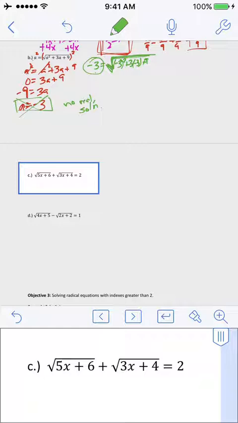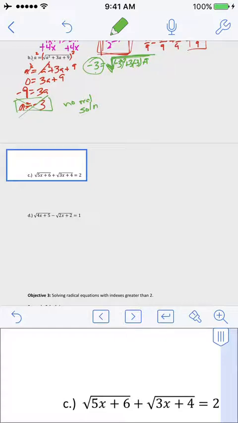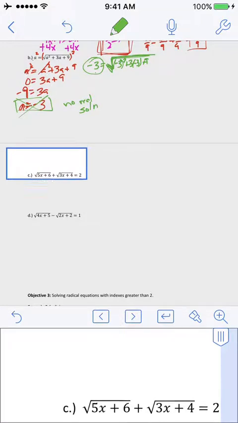Let's try a couple more. Alright, for this next one, we have the square root of 5x plus 6 plus the square root of 3x plus 4 equals 2. So now we've got two separate radicals on one side. These ones are probably the trickiest because we're gonna have to square things individually.